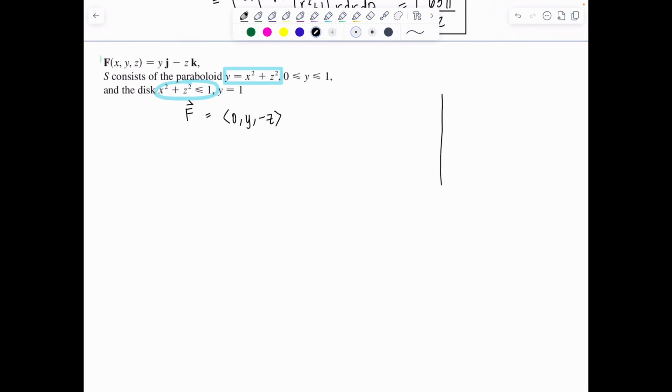Now this paraboloid, since y is isolated, will open along the y-axis. And then it's only between y equals 0 and 1. And then the disk is going to close it up. So if you know the divergence theorem already, you could find the flux that way. Okay. We're going to pretend this is 1, as is this.